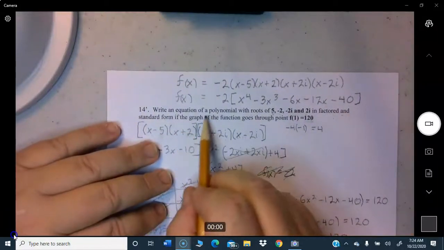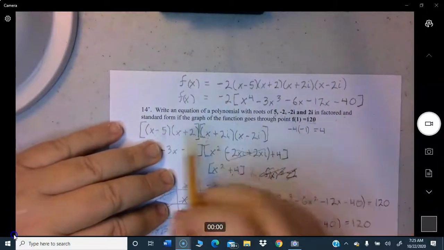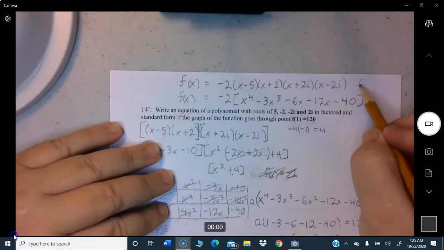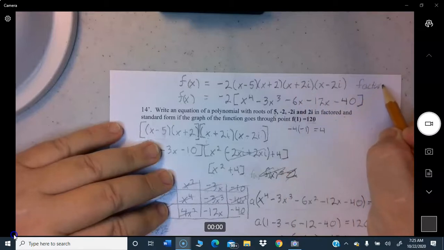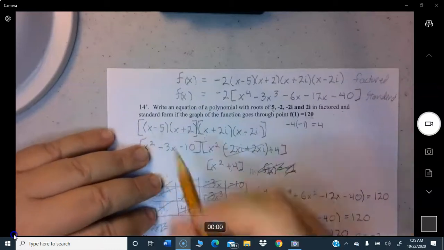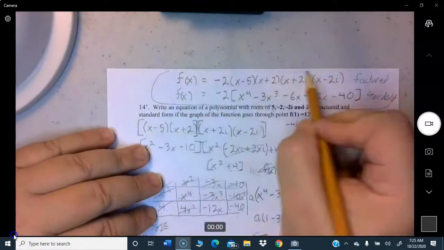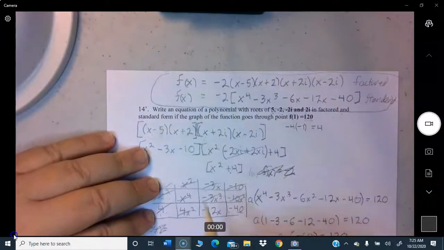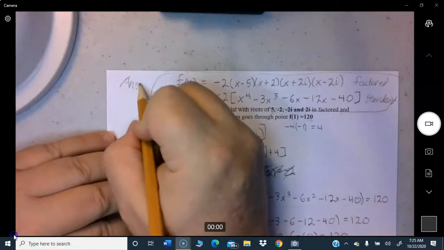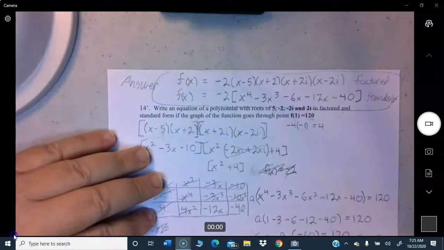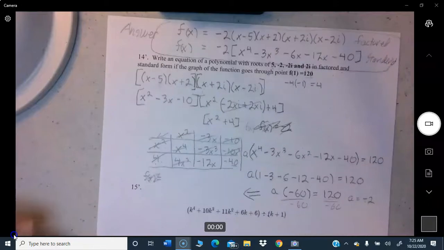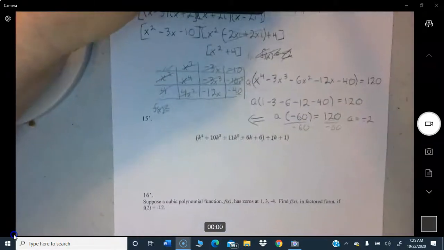Okay, so this is factored form. It said factored and standard. This is factored, and this is standard. Okay, so that's the answer. I'm going to put a big circle around that whole thing up there. Okay, that's the answer up there. Okay, all right, let's move on. Two more to go.